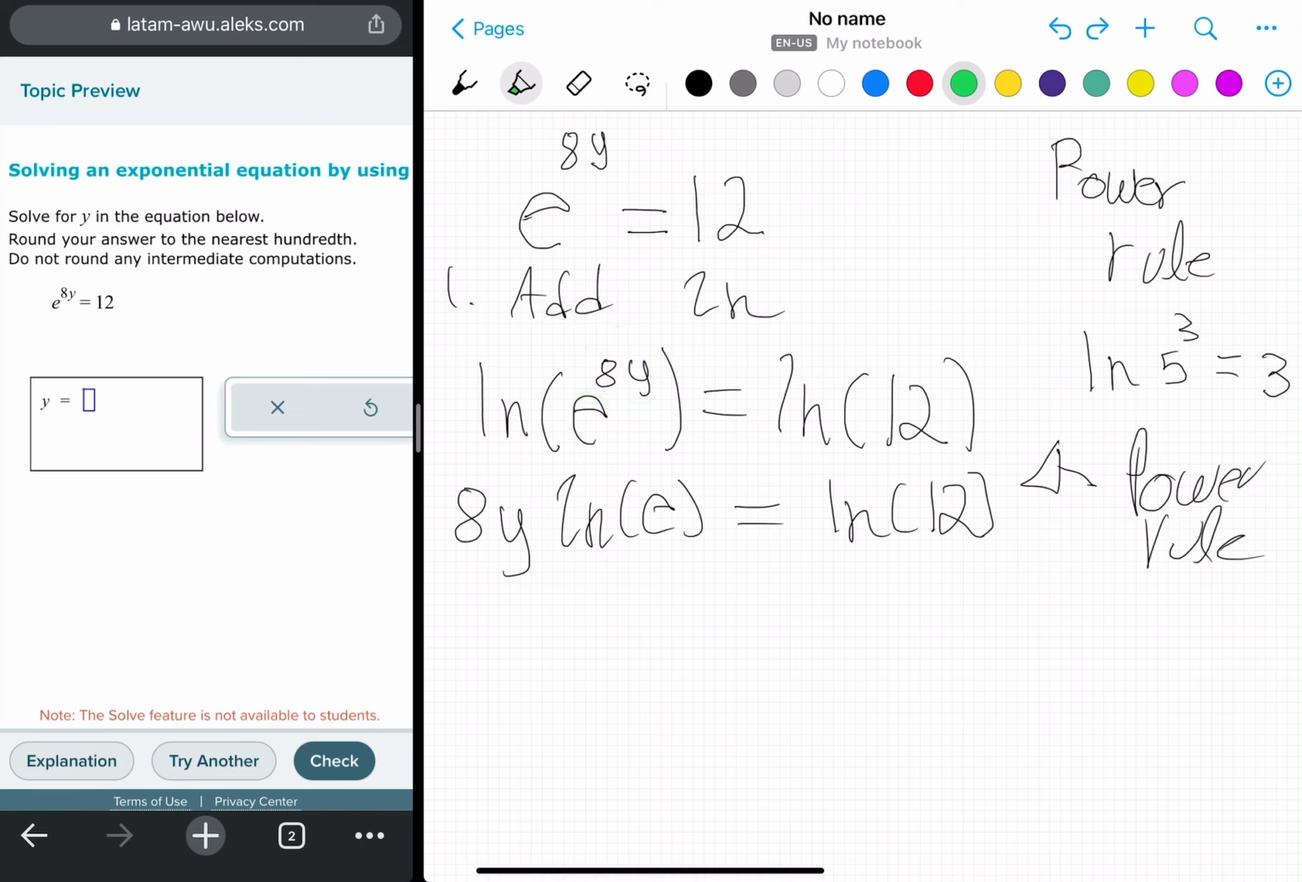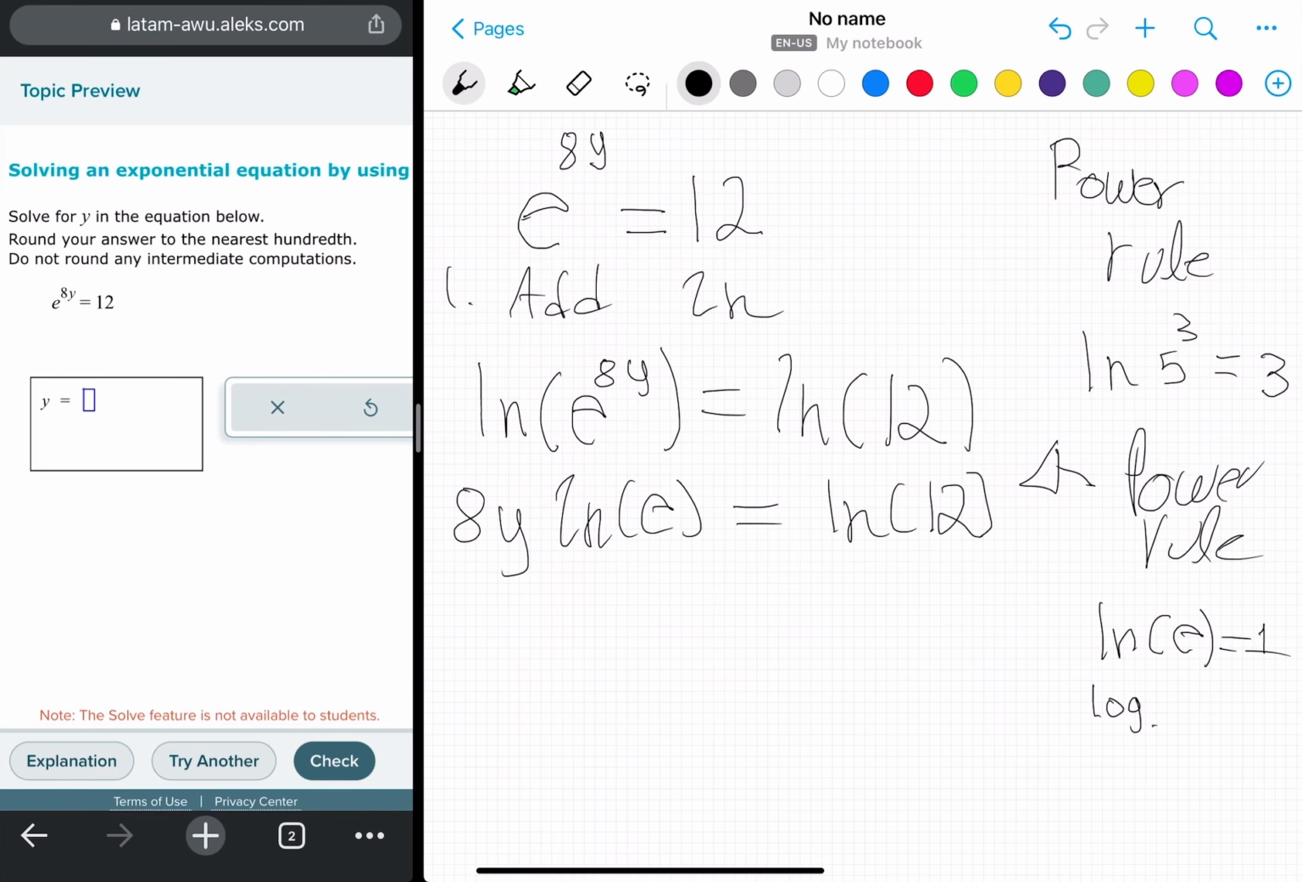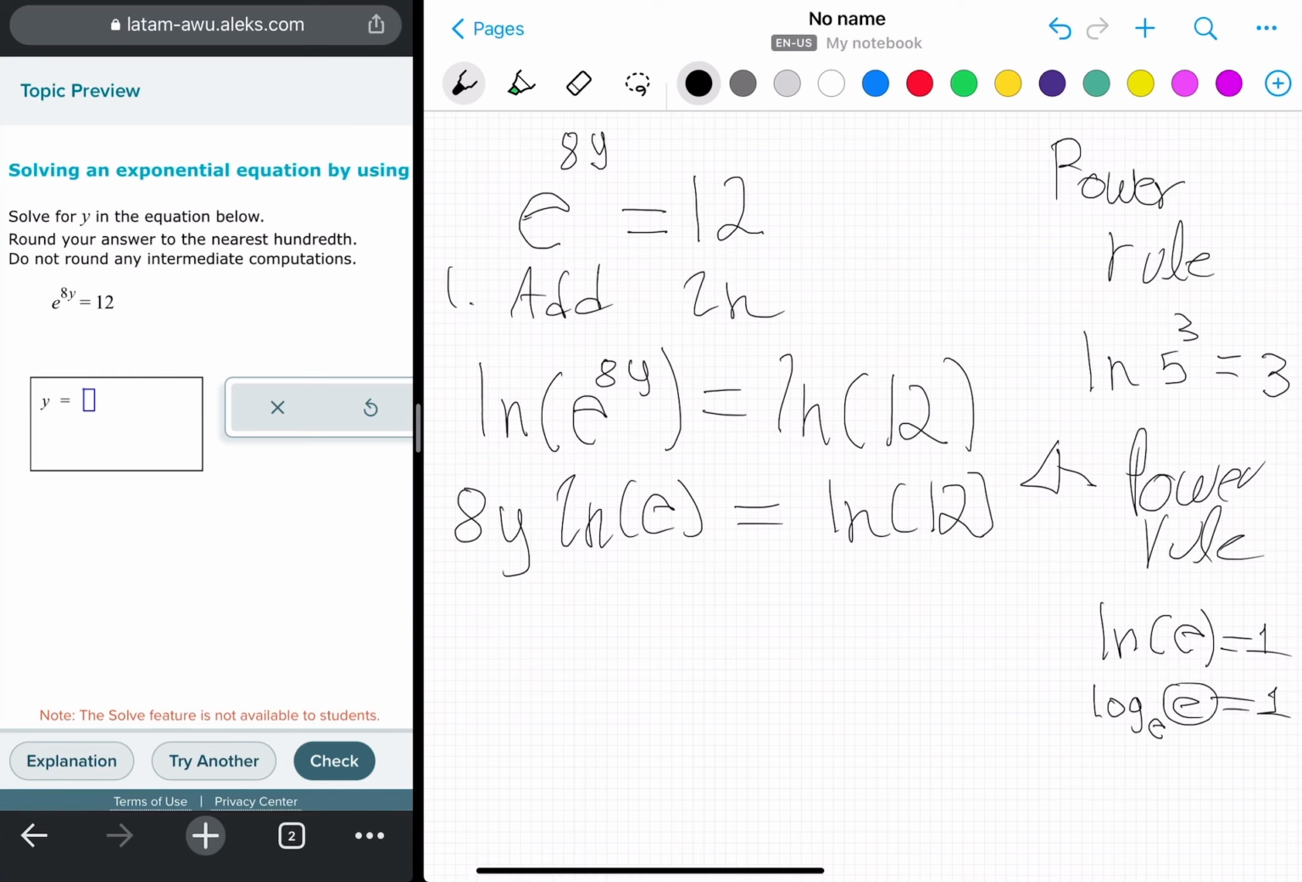Okay, now I know that the natural logarithm of e equals 1. By definition, when you have a logarithm base of the same argument, it's always 1 because you think, what number should I raise e to get e? Well, 1. That's why this is 1. So I can write this as a 1. 8y that multiplies number 1 equals the natural logarithm of 12.